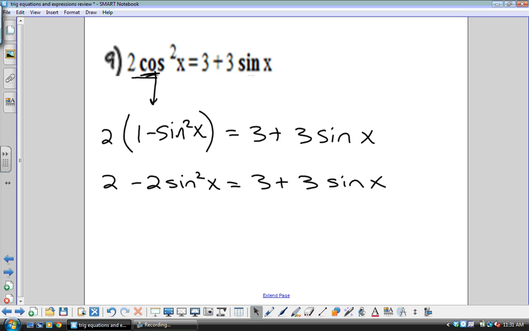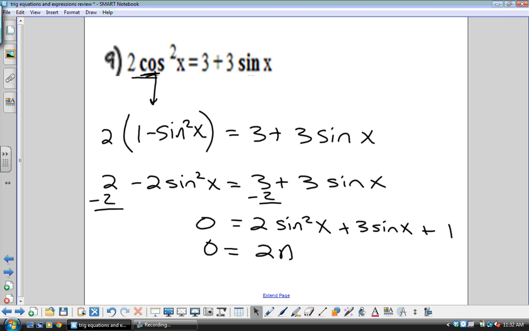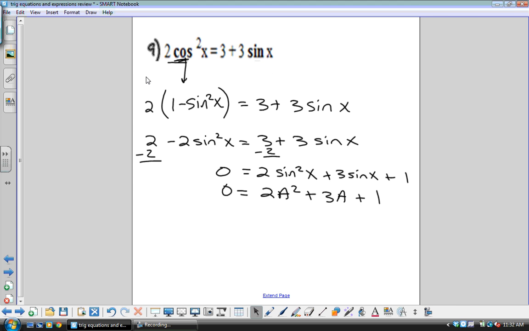Now I'm going to group everything over on the right side so I can make this positive. And again, because it's a quadratic form, I want it set equal to 0 here. So I'm going to add that over, and it's going to be a nice positive 2 sine squared x. We'll bring down 3 sine x, and then we'll take the 2 over and subtract it from there, and that'll just be a positive 1. Okay, now we can use our substitution and factor now. So factors of 2 that add to be 3 would be 2 and 1.